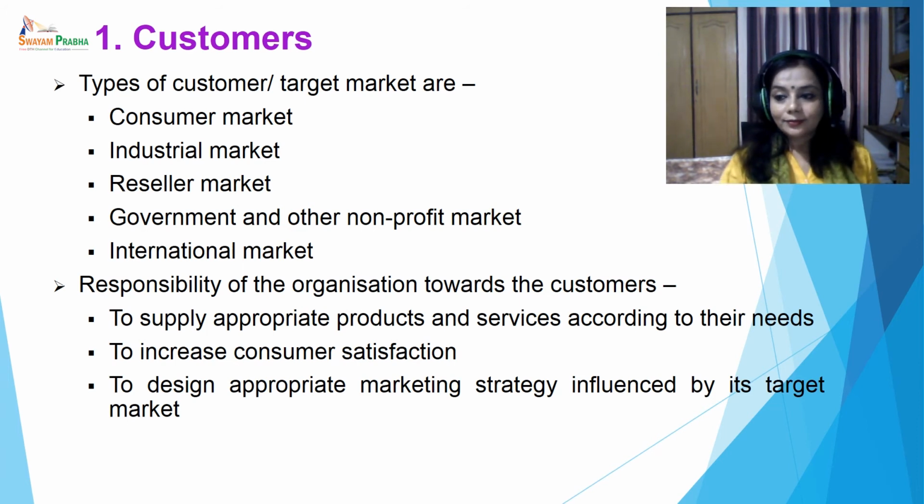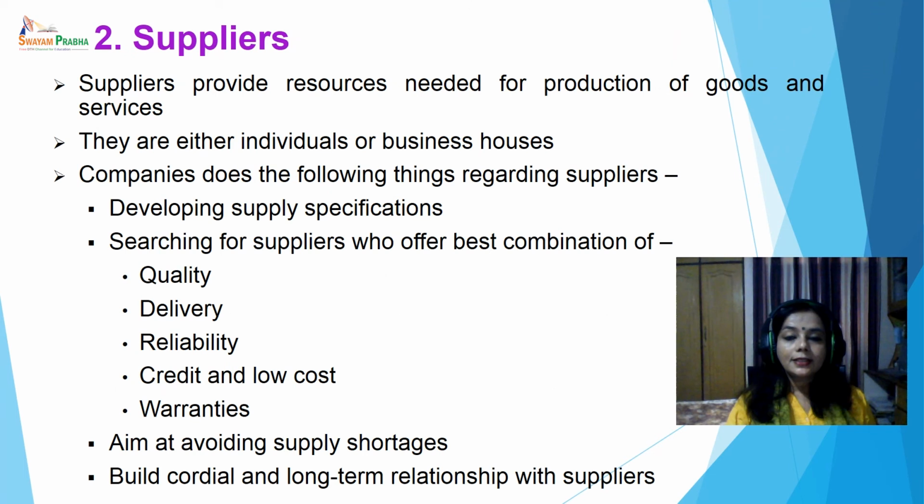The next element is suppliers. The suppliers provide resources needed for production of goods and services. They are either individuals or business houses. Now, companies do the following things regarding suppliers. Developing supply specifications: according to the type of product you are manufacturing, you need certain kinds of products or raw materials or intermediate products, and that can be provided by the suppliers.